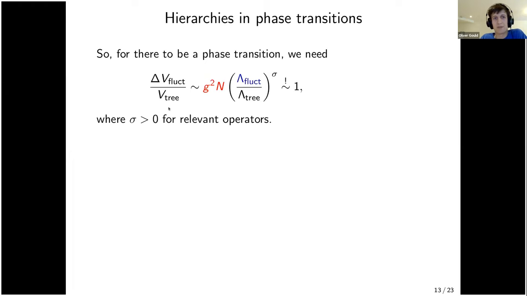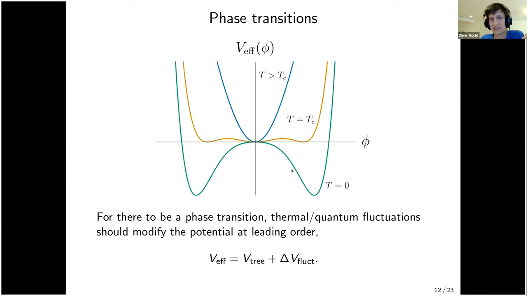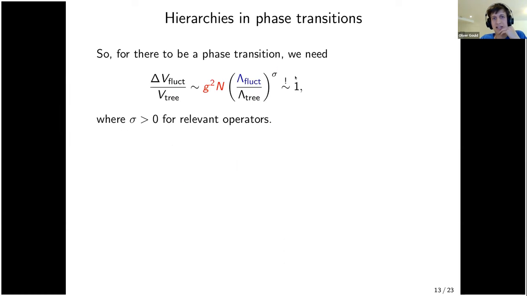If we look at the correction to this potential from the fluctuations divided by the tree-level part, again, as we saw before with the hierarchy problem discussion, there's some coupling, potentially an n for the number of fluctuating degrees of freedom, if we have more than one. And then there's a ratio of scales to some power, where that power is positive for relevant operators. Now, for there to be a phase transition at all, we need the fluctuations to be at least as big as the tree-level term. If they're not, then we don't get this kind of structure where the potential looks qualitatively different at different temperatures. So this must be at least of order one.